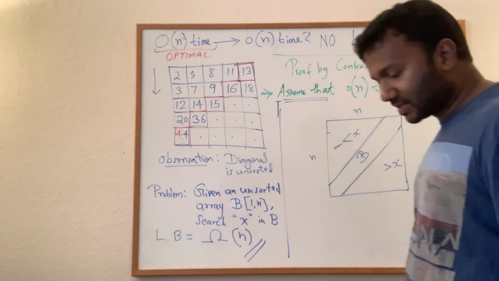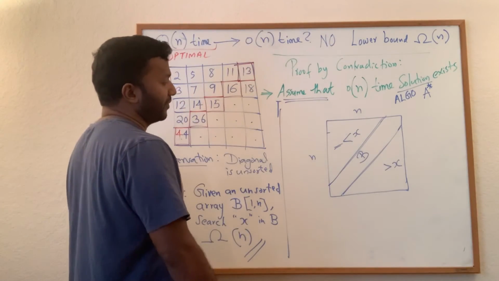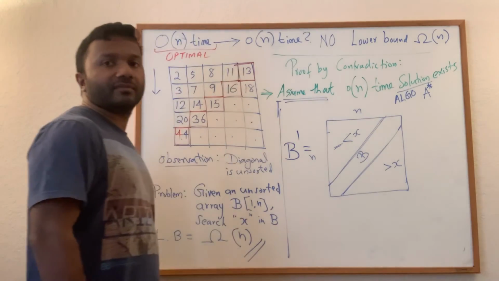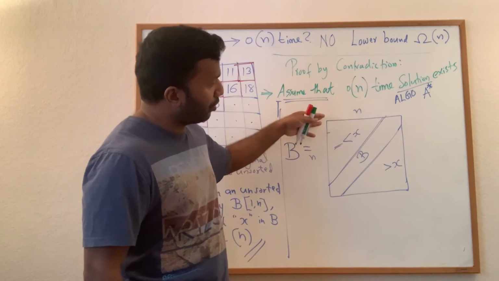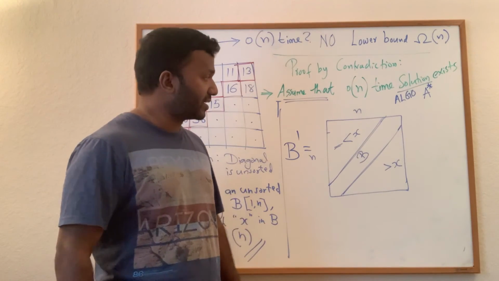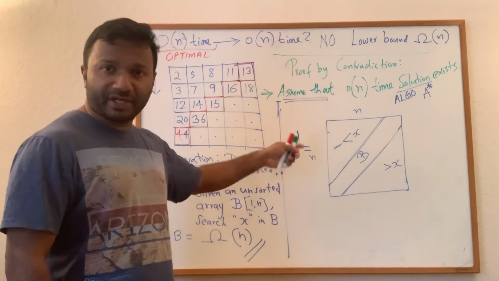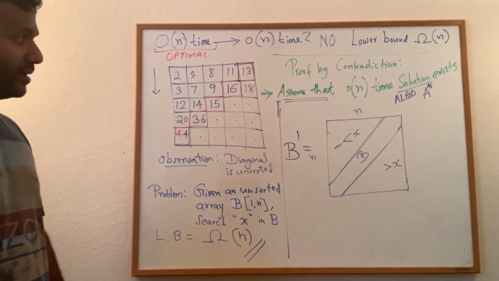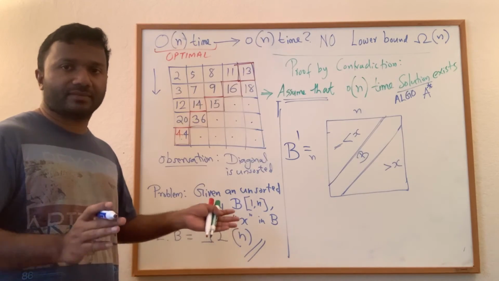Which essentially means my new 2D array, let me just call it B dash. This is my original B, this is my B dash, which has B as the diagonal element, and everything above is smaller than x, everything below is strictly greater than x. And I will feed this B dash, this new matrix, to this algorithm A star, and the algorithm A star is supposed to give me a yes or no answer, right?